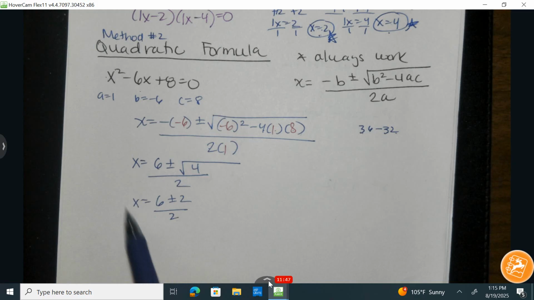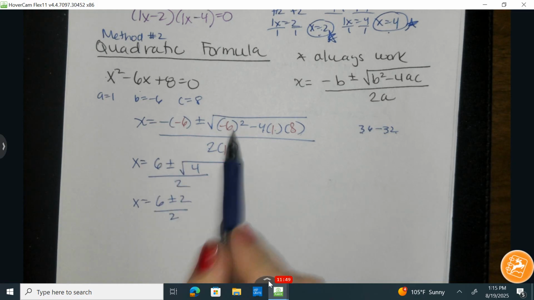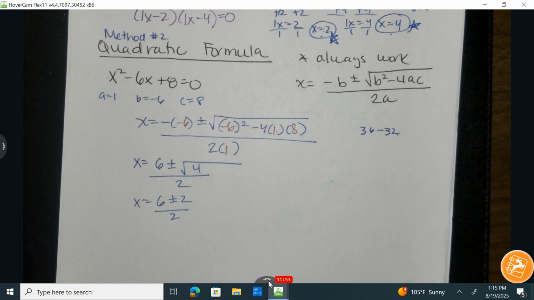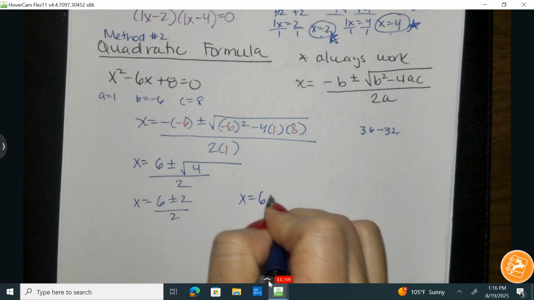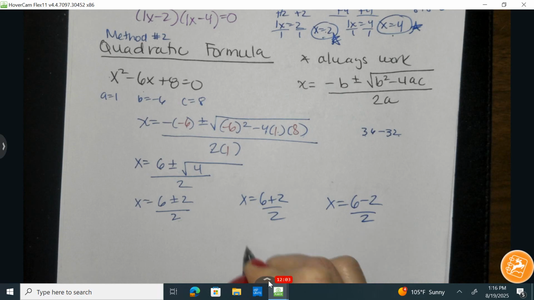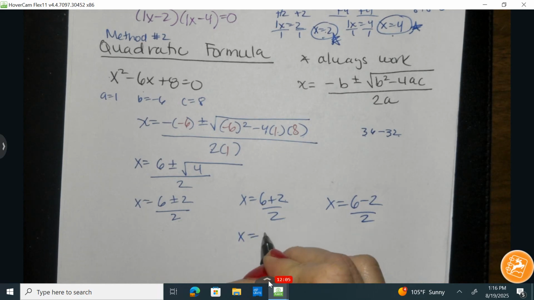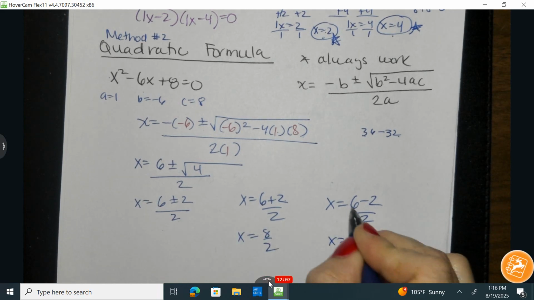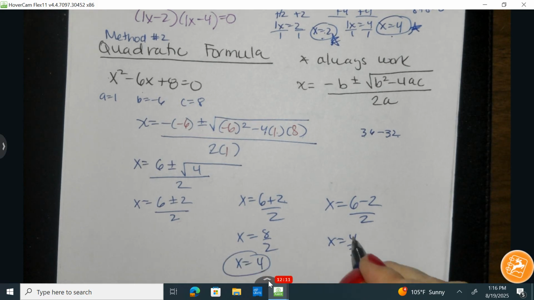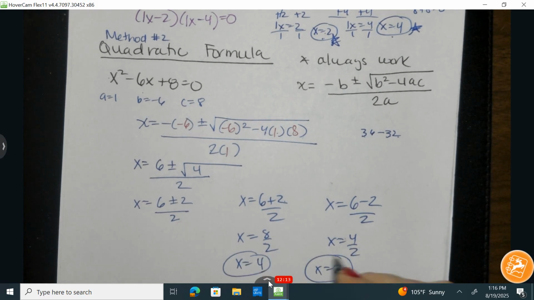Efficiency. Mathematicians like this because instead of doing this whole problem twice, one time we'd add and then we'd do the whole problem again and subtract, we're not going to do that. We're going to do it one time and put a plus or minus in between. If that's confusing you, that means one time you add, it doesn't matter which one you do first, and the second time you subtract. Here we go. 6 plus 2 is 8. 6 minus 2 is 4. 8 divided by 2 is 4. 4 divided by 2 is 2.